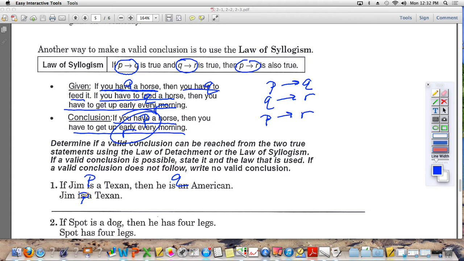Your job right now is to determine if a valid conclusion can be reached from the two statements using the law of detachment or law of syllogism. If a valid conclusion is possible, state it and the law that is used. If a valid conclusion does not follow, write no valid conclusion. Is there a valid conclusion? Yes. What law did we use? Did we use the law of syllogism? Is there a P, a Q, and an R in this situation? No, there is only a P and a Q, which is called the law of detachment. And what can we conclude about Jim? Jim is an American.